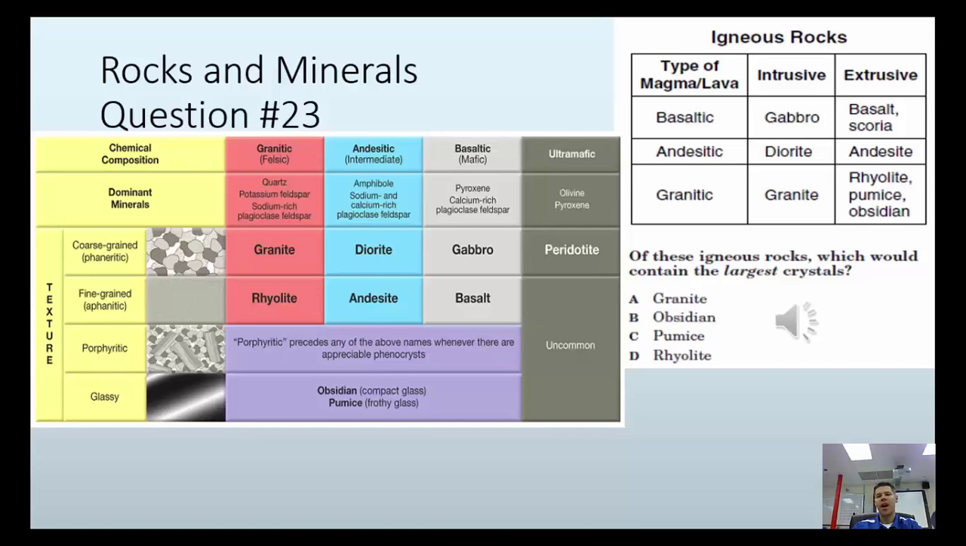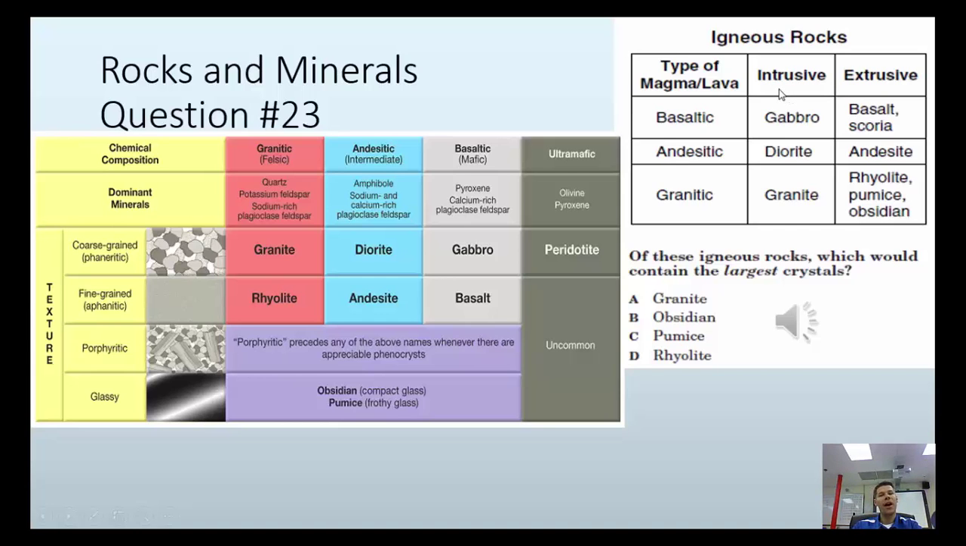Of these igneous rocks, which would contain the largest crystals? So we gotta look at our chart here, and we see our type of lava and magma, basaltic, andesitic, and granitic. And then we see intrusive and extrusive. You have to know which rock forms crystals. And the answer is it's intrusive rocks. Intrusive igneous rocks are formed from the cooling of magma underground.